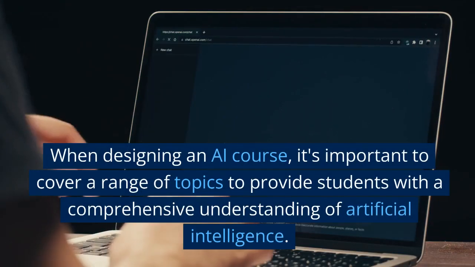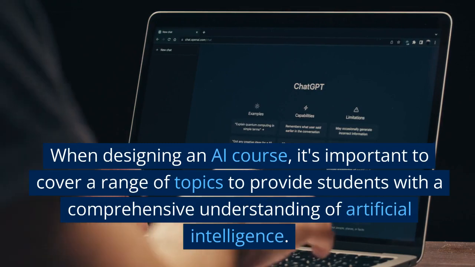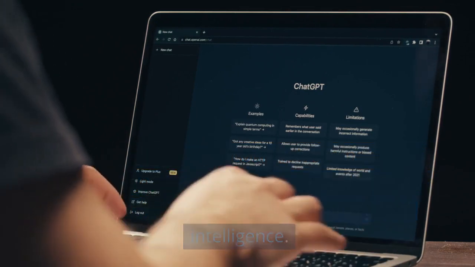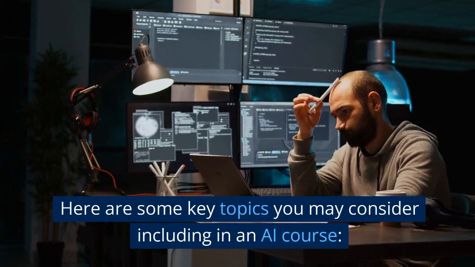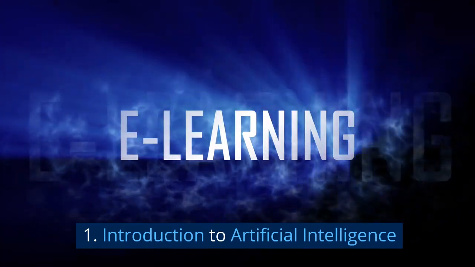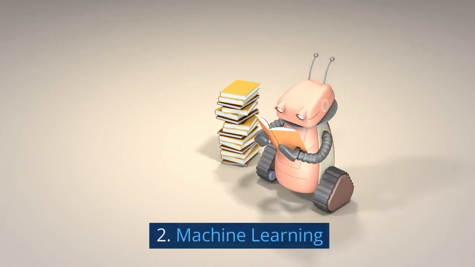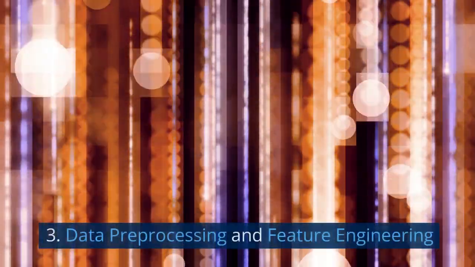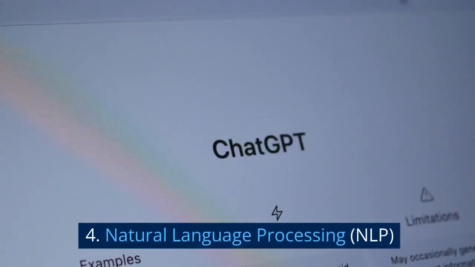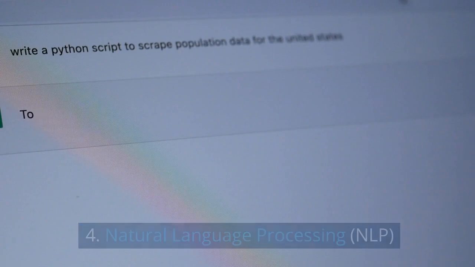When designing an AI course, it's important to cover a range of topics to provide students with a comprehensive understanding of artificial intelligence. Here are some key topics you may consider including in an AI course. 1. Introduction to artificial intelligence. 2. Machine learning. 3. Data preprocessing and feature engineering. 4. Natural language processing, NLP.